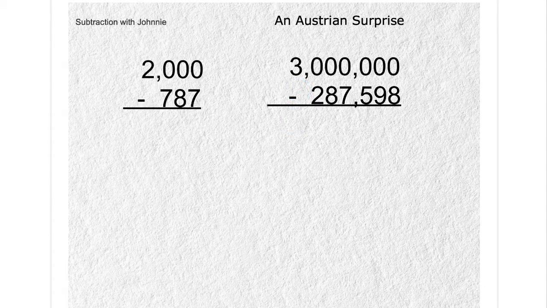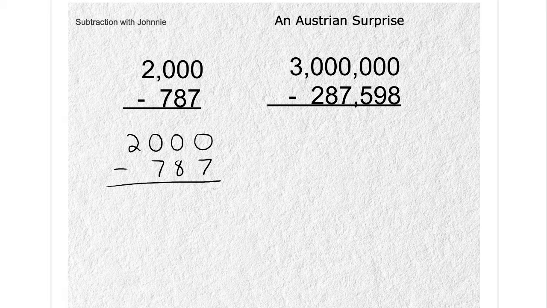Now I want to share with you something amusing. Take a look at these two problems and think about the traditional algorithm for subtraction with regrouping. And you know that it looks ugly. So let's take a look at that. 2000 minus 787.